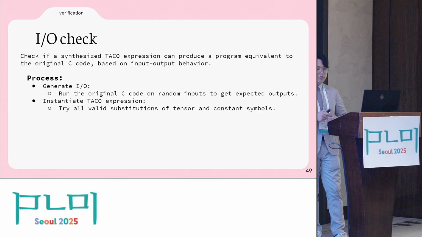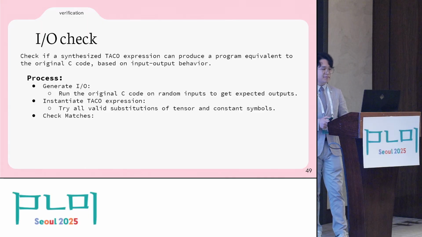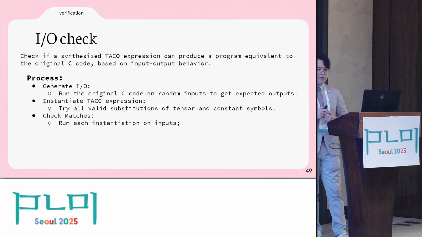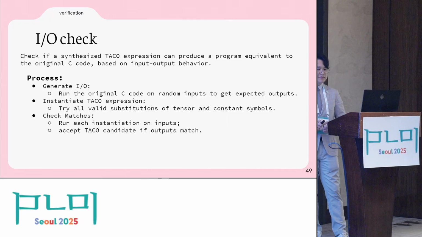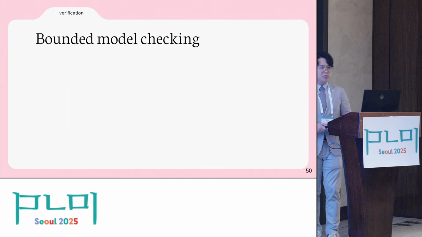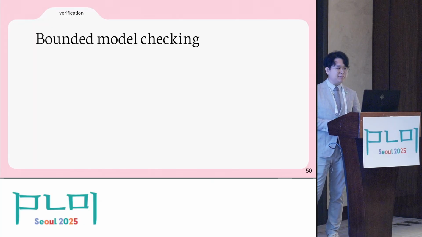We try all valid substitutions of the tensor and constant symbols. Then we run each instantiation on the inputs. We only accept Taco candidates if the outputs match. Then we go to the bounded model checking step.